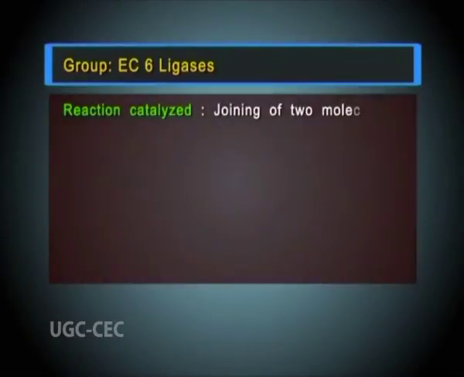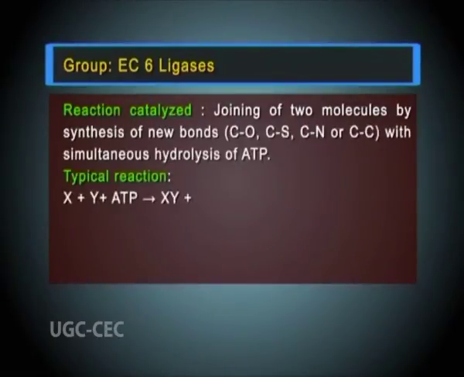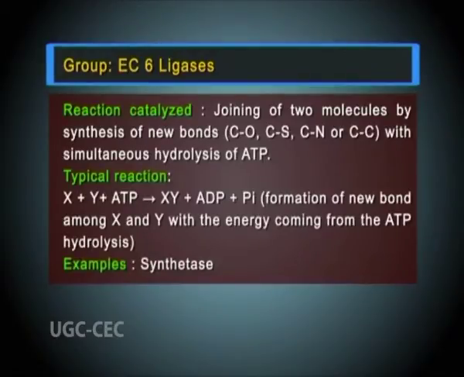And finally, group EC 6, ligases. The reaction catalyzed is the joining of two molecules by synthesis of new bonds such as carbon-oxygen, carbon-sulfur, carbon-nitrogen or carbon-carbon with simultaneous hydrolysis of ATP. A typical reaction is X plus Y plus ATP giving XY plus ADP plus inorganic phosphate. Here a new bond forms between X and Y with the energy coming from ATP hydrolysis. An example is synthetase.